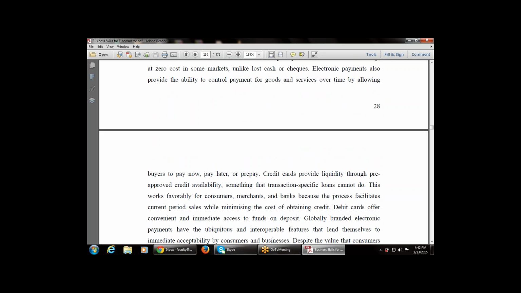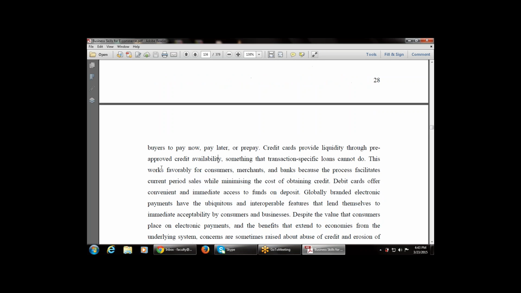That is, every consumer has the capability, authority, or chance that when he or she is dealing with e-payment, he or she can make the payment right now, pay later, or prepay the amount, or there is also the option of cash on delivery, which also empowers consumers in an e-payment system. This works favorably for consumers, merchants, and banks because the process facilitates current period sales while minimizing the cost of obtaining credit. Debit cards also offer convenient and immediate access to funds on deposit.